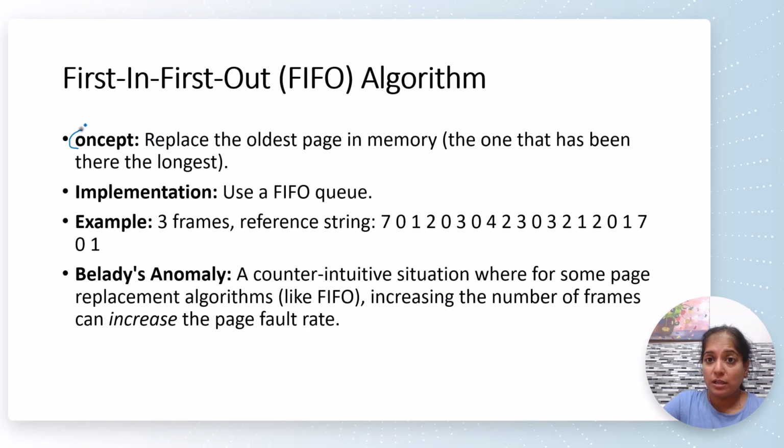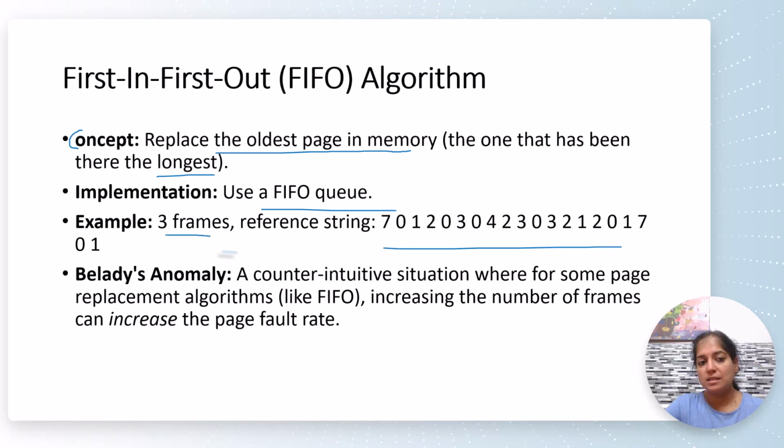The first algorithm is first in first out, that is FIFO. Replace the oldest page in memory, the one that has been there the longest. Use a FIFO queue. For example, we have 3 frames and the reference string is this one; these are the pages which we want to access.